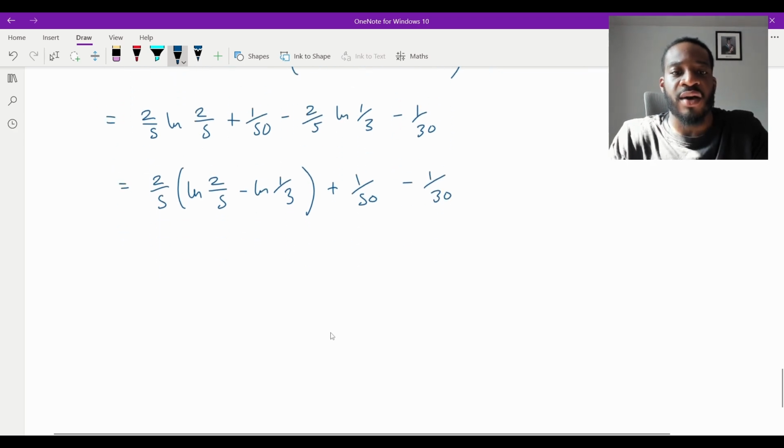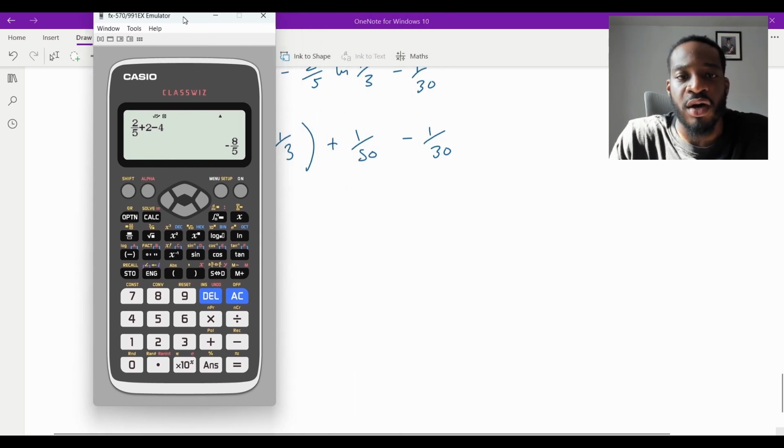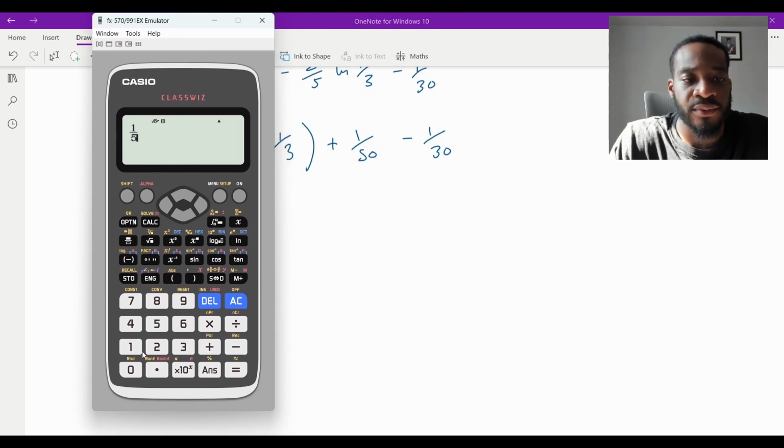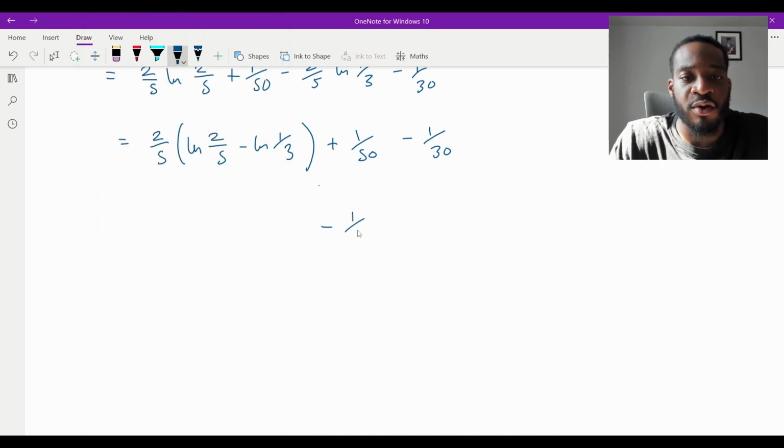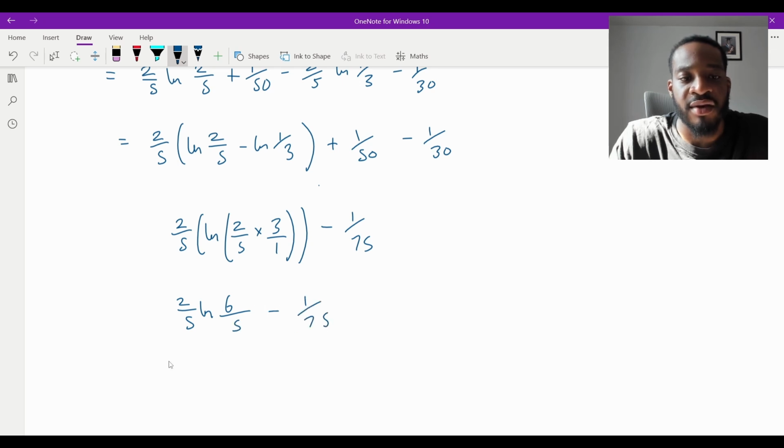So let me put it into the calculator and see what I get for that, for the fractions. So 1 over 50 minus 1 over 30. That is equal to minus 1 over 75. So that's going to be minus 1 over 75 there. And then I've got 2/5 there. And then log laws now. ln 2 over 5, right? Divided by a third, isn't it? Which is going to be 2 over 5 times by 3 over 1. Like that. And then that would be 2/5 ln. And then that's just going to be 6 over 5, isn't it? 6 over 5 minus 1 over 75. And that is your answer.